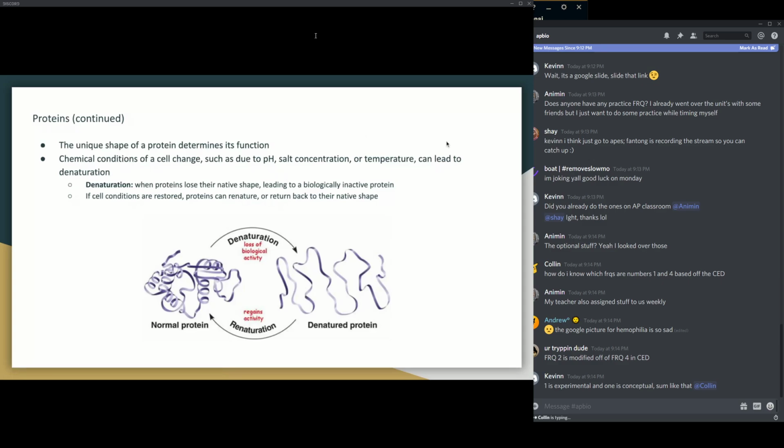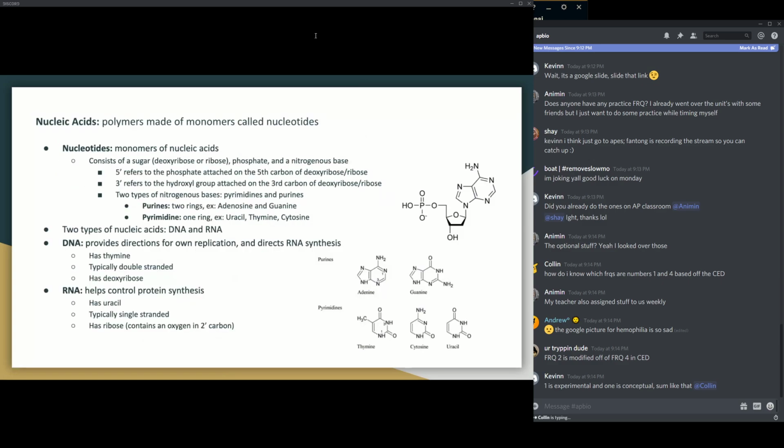I have a question. So after it's denatured and it has to renature, does the protein have to go back to the Golgi apparatus, or is it gonna? No, it doesn't have to. It can just be anywhere in the cytoplasm. It could start folding there. All right, cool.